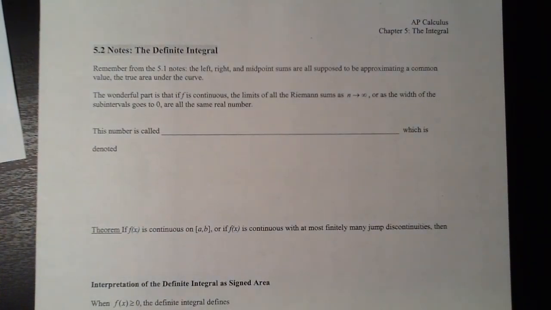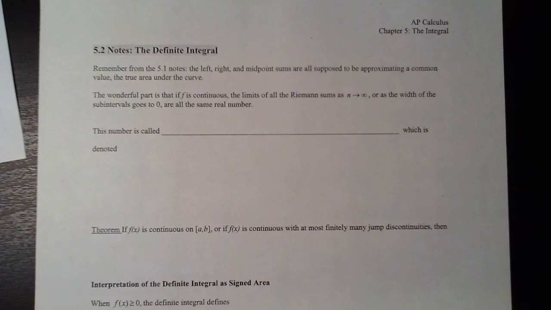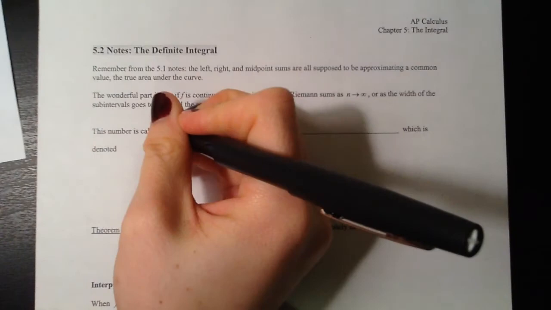And you can kind of get a visual. The thinner the rectangle is, the more of them you're going to have, the more accurate it's going to be. So 2 different things. You could either consider the number of rectangles as going to infinity, or you can consider the width of the subintervals going to 0. Whatever way you look at it, the limit of those as n approaches infinity is the real actual value. So the more rectangles you add, the more closely it's going to approximate what the actual area under the curve is. So this actual area under the curve, this is called the definite integral of f.